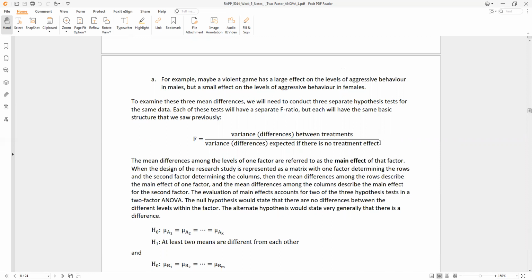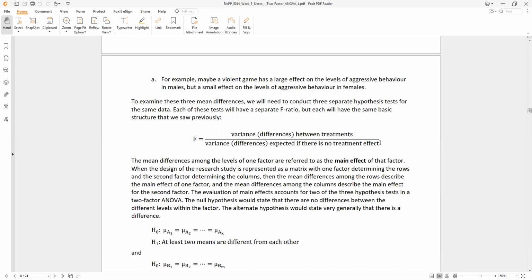Right? And then for factor B, we'll do the opposite. We'll do the variance between all four groups, and then we'll divide by the variance that we would expect to see if factor B had no impact, but factor A still did.